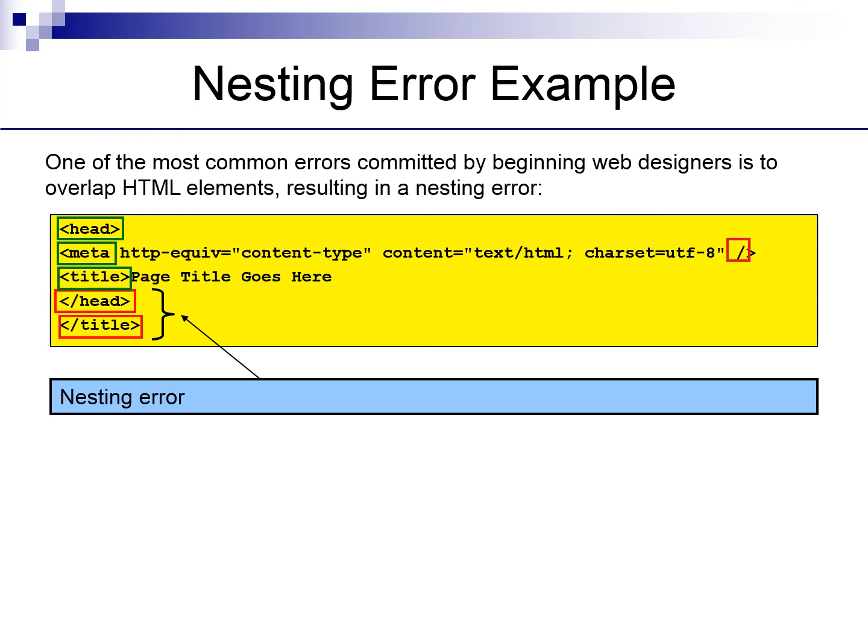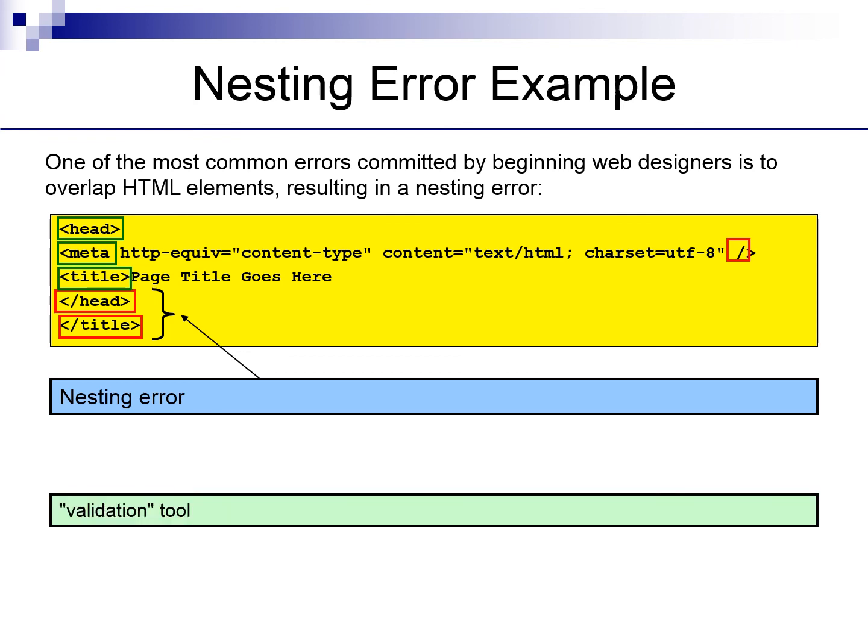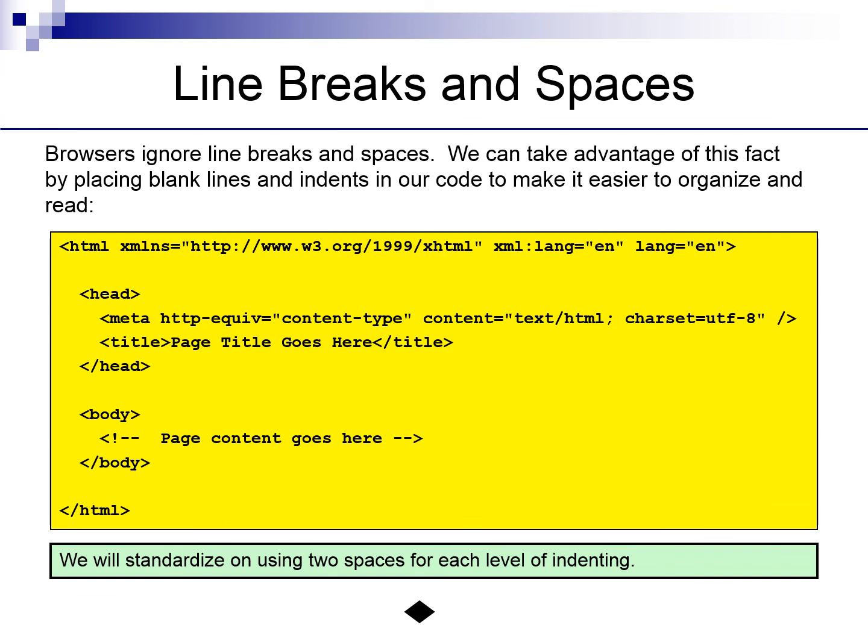We can also use a validation tool that will hunt down and locate these types of mistakes for us prior to publishing a web page in a browser. Finally, let's look at the line breaks and spaces. Browsers ignore line breaks and spaces. We can take advantage of this fact by placing blank lines and indents in our code and make our code organized and easy to read. We can standardize by using 2 spaces on each level of indenting.